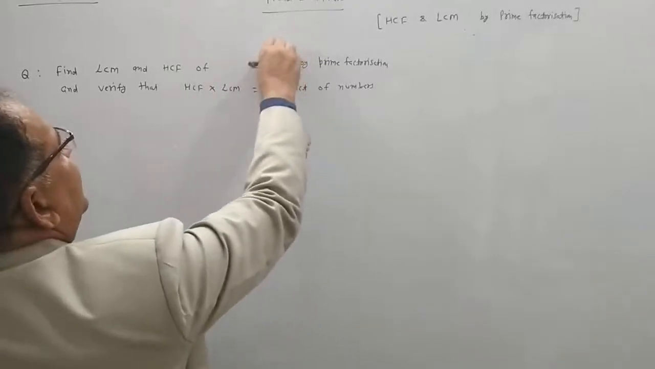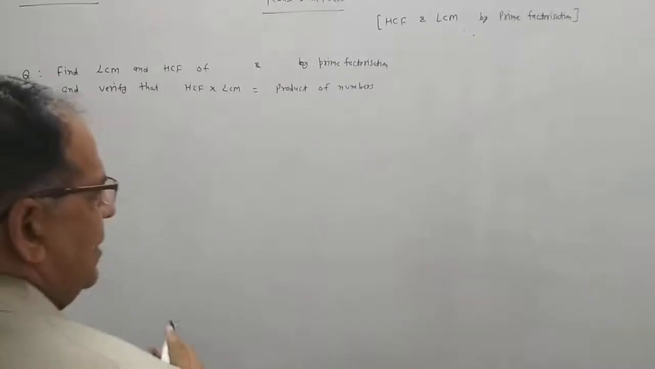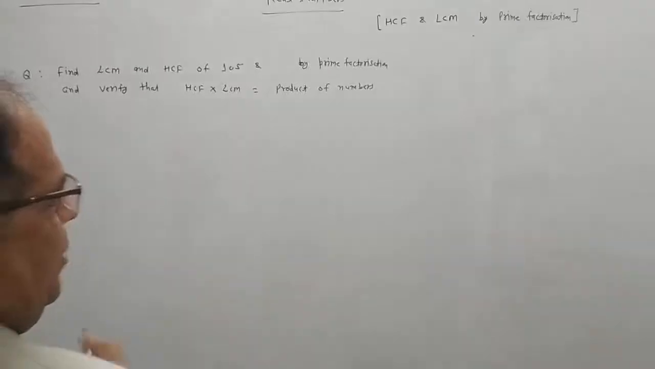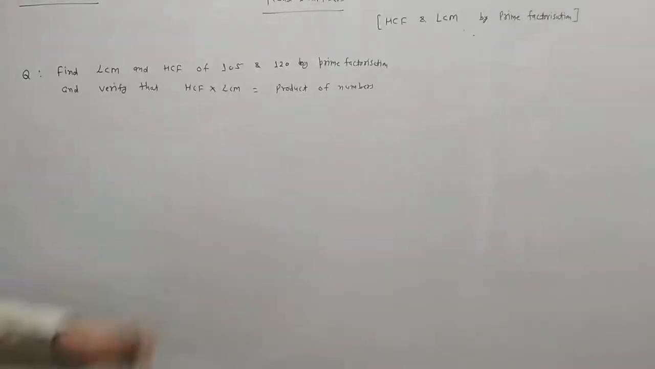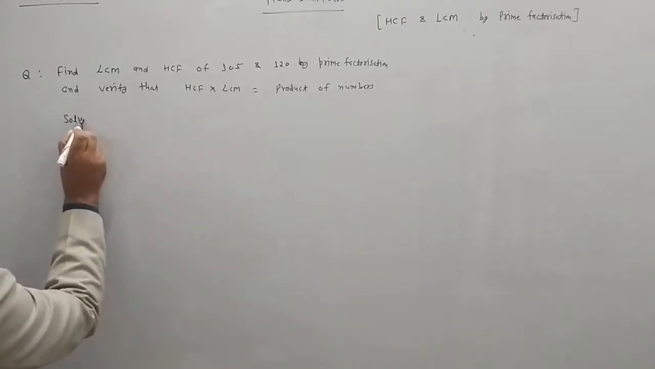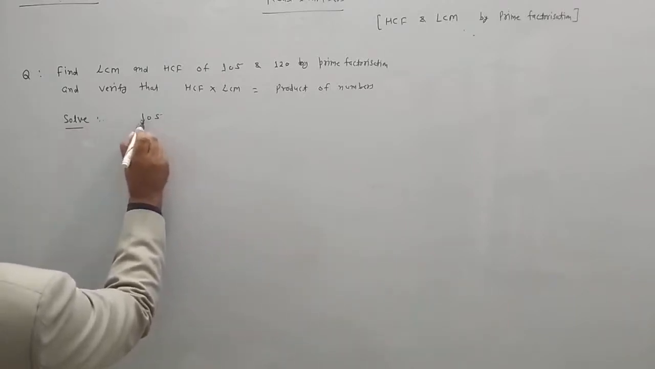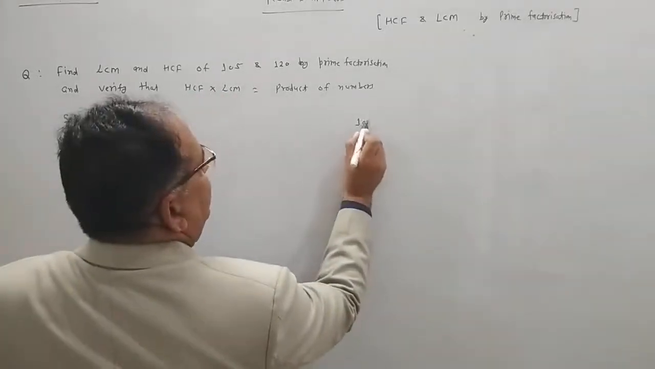So we change the numbers now. Find the HCF and LCM of 105 and 120, and again verify that the product of HCF and LCM is equal to the product of the numbers. Now how can we solve this? First we find the prime factorization of 105. So here take 105.